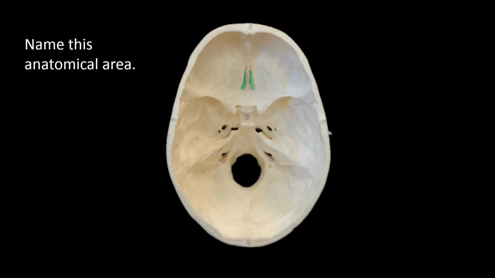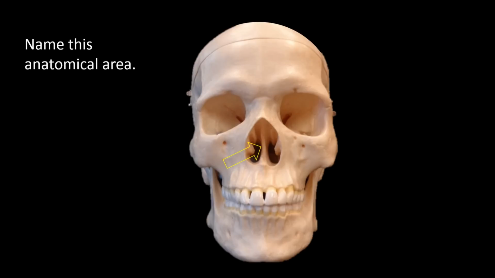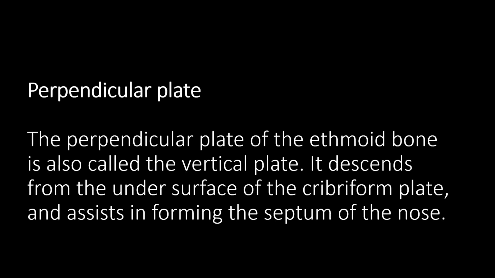Name this anatomical area. Cribriform plate. The horizontal plate of the ethmoid bone, perforated with many foramina, for the passage of the olfactory nerve filaments from the nasal cavity. Name this anatomical area. Perpendicular plate. The perpendicular plate of the ethmoid bone is also called the vertical plate. It descends from the under surface of the cribriform plate, and assists in forming the septum of the nose.